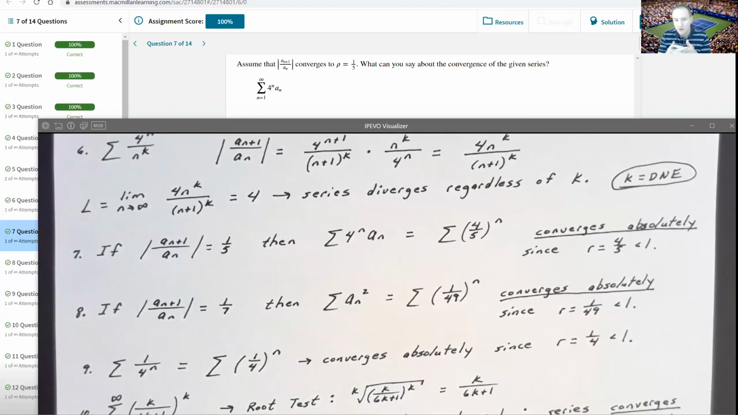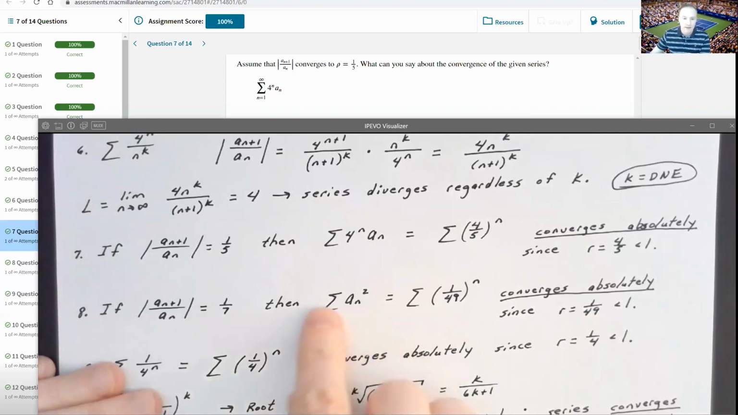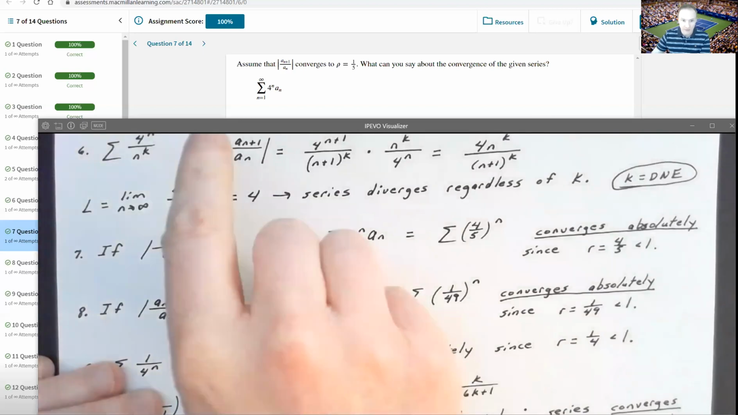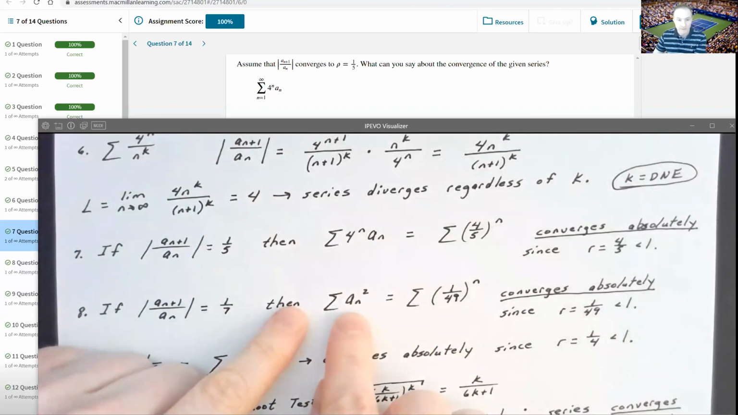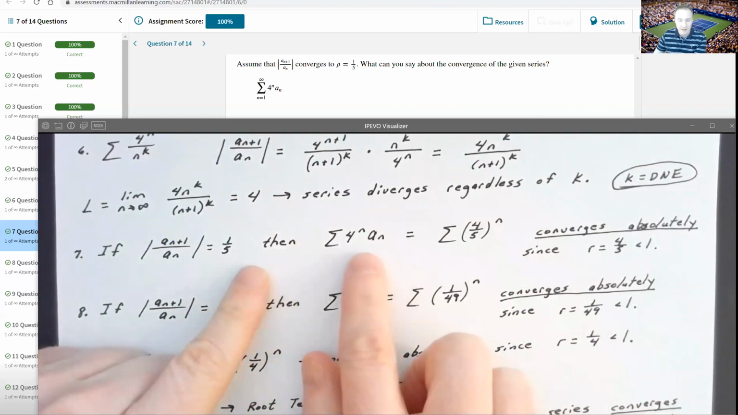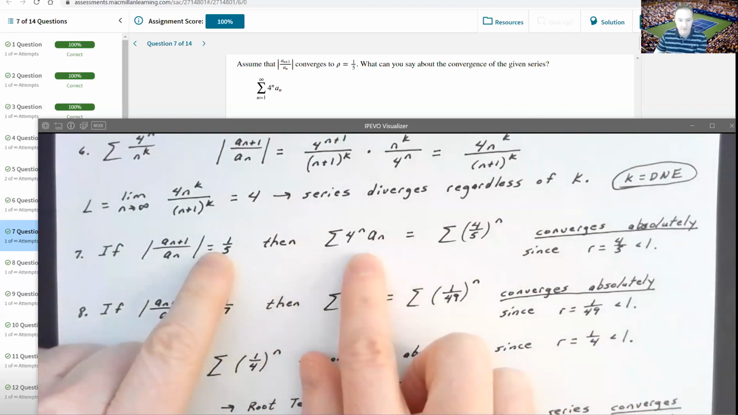It's telling you that the ratio from one term to the next is a ratio of 1/5. So every successive term in our series is 1/5 the size of the previous term. Okay, so that's essentially telling you it's an R value of 1/5. And it's telling me that each term is 1/5 the size of the one before it.